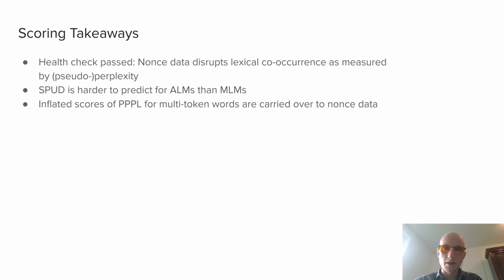In particular, autoregressive models are more affected by SPUD, most likely due to the fact that they have less context available in the predictions. Finally, we see that the empirical difference between pseudo-perplexity and subword-aware perplexity mostly carries over to nonce data.